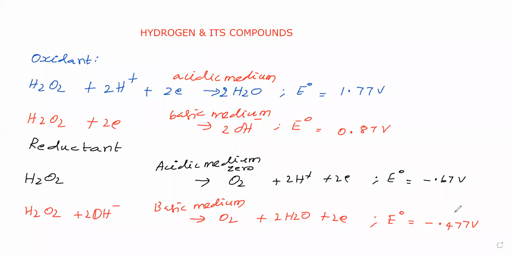Okay. Now first we will take oxidizing nature in acidic medium, that E naught we will compare with reductant in acidic medium. So we compare reductant acidic medium E naught and oxidant acidic medium E naught, which is higher. Then oxidant acidic medium we will compare to reductant basic medium. Oxidant acidic medium is having the higher value. Therefore, hydrogen peroxide is acting as a better oxidizing agent in acidic medium than reducing agent.